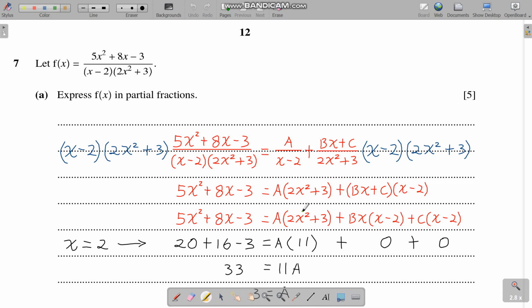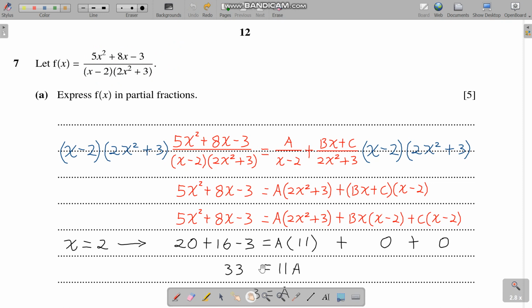Partial fractions. Before we do the partial fractions, we want to make sure we have a proper algebraic fraction. We check the highest power of x in the numerator and denominator. This is 2 and this is 3, so the order is 2 and 3, the highest power of x, which means this is a proper algebraic fraction, no need to do long division.